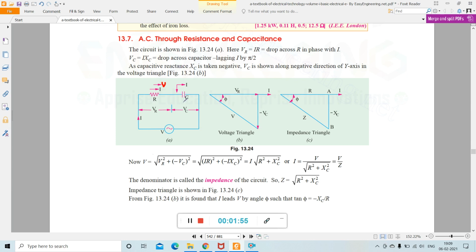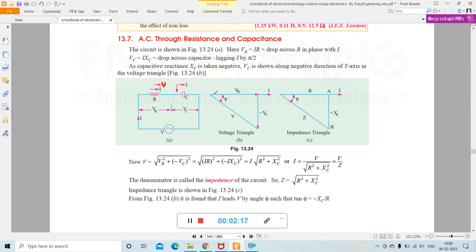So this VC is the drop across the capacitor, and in this case the current is leading the voltage, or you can say the voltage is lagging the current by pi by 2. So in this case the capacitive reactance XC is taken negative. This is the negative direction.